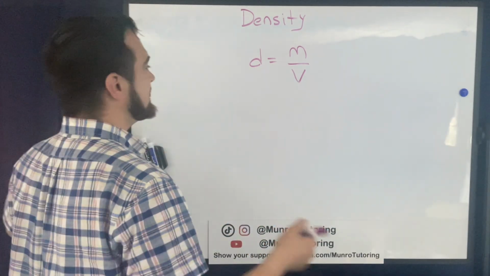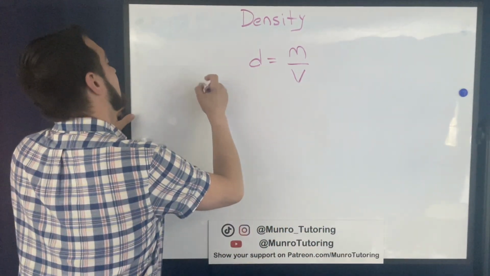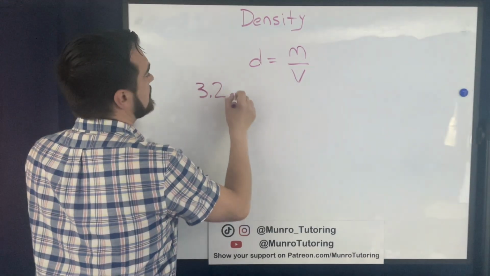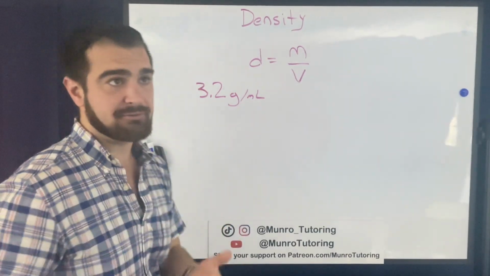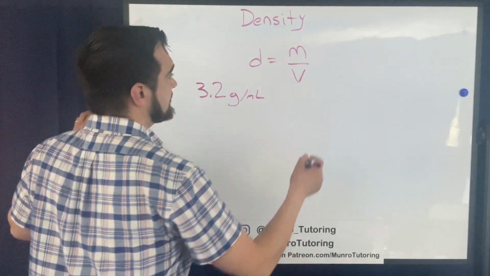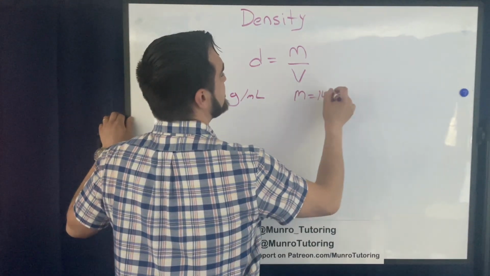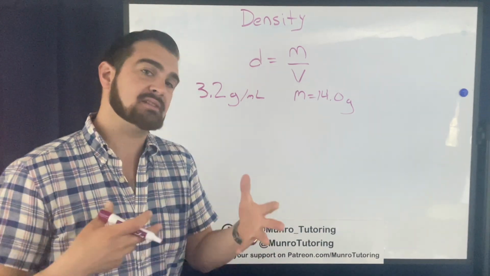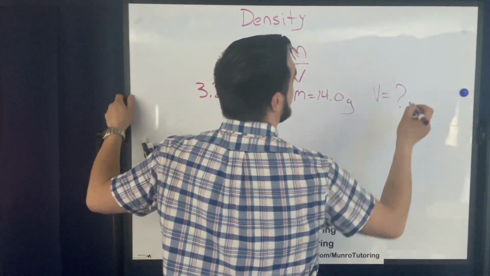So now, let's just say that I gave you a problem. I said the density of a material is 3.2 grams per milliliter, and I have 14 grams of the stuff. So I have 14 grams, which means the mass is 14 grams. Let's just say it was 14.0 grams. And now I'm asking you, what volume does this occupy? So V equals what?